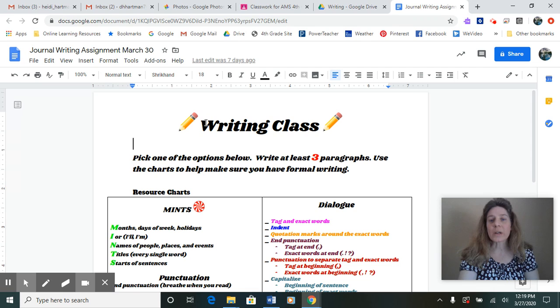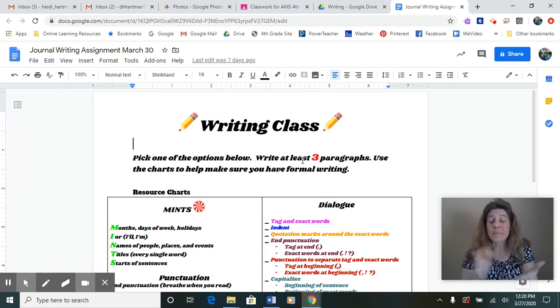Can you see up here where it says writing class? And then I'm going to read through the directions. And it says, pick one of the options below. So I will be looking down at what are my options. And then it says write at least 3 paragraphs. Remember, boys and girls, paragraphs are multiple sentences, and it kind of depends on what kind of paragraph you're writing.